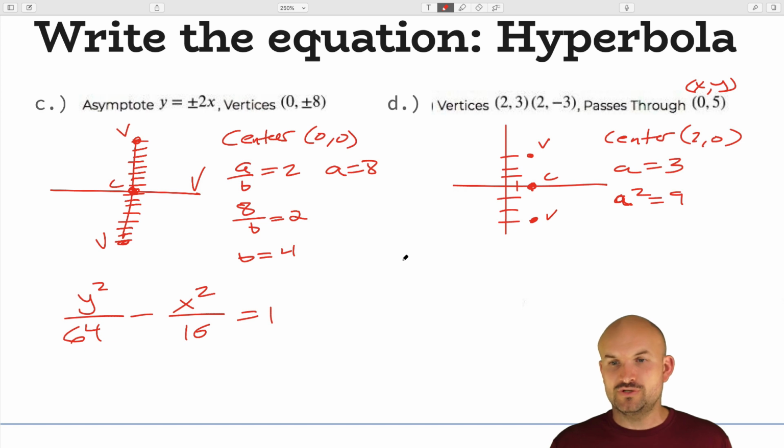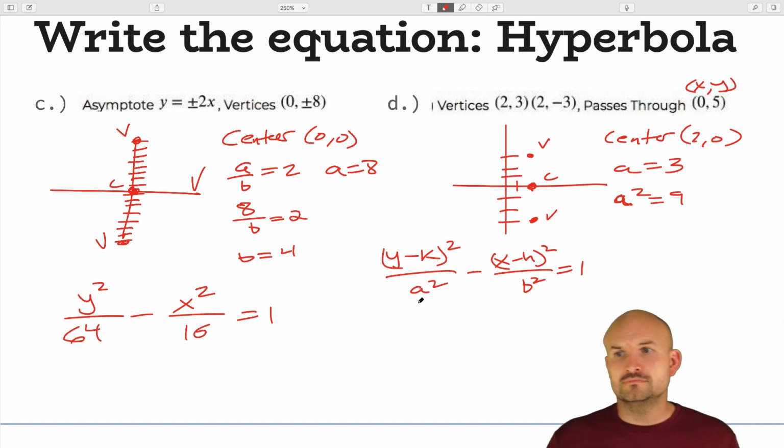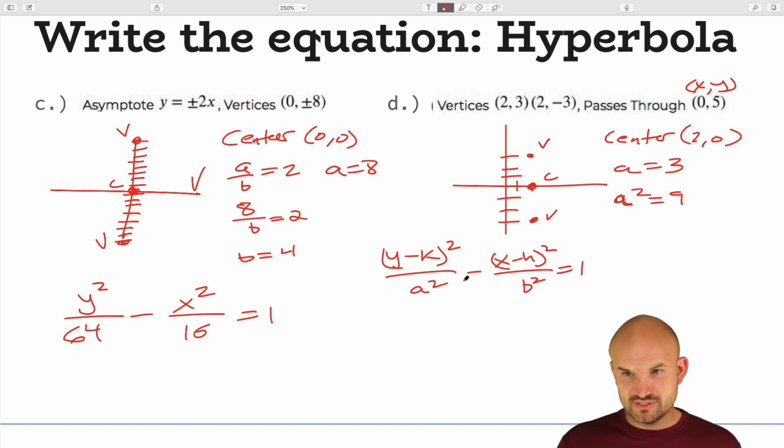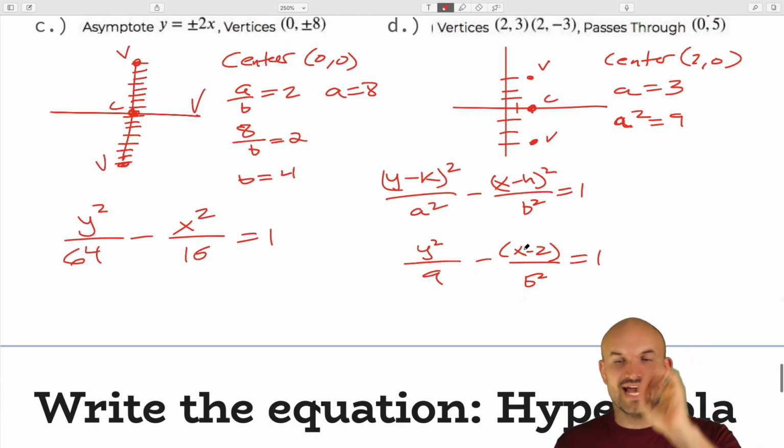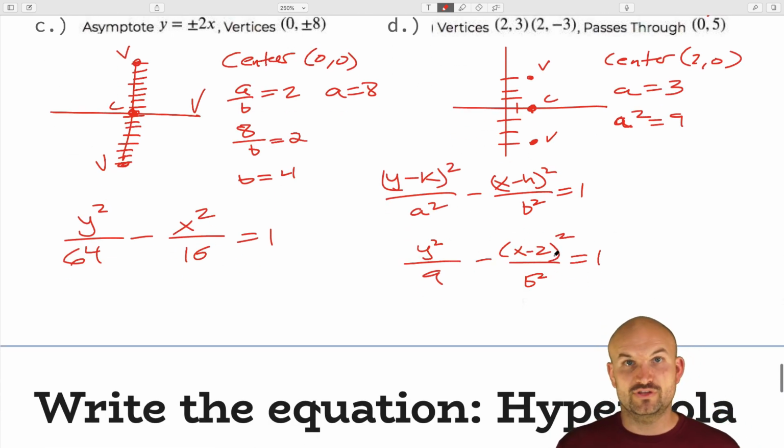So therefore, the equation I'm going to use is going to be (y minus k) quantity squared over a squared minus (x minus h) quantity squared over b squared is equal to 1. So let's go and take a look at this y minus k. I'm not subtracting anything from my center, so that's going to be y squared over a squared. So a squared is 9. Minus x minus h, so that's going to be x minus 2. Now again, we don't know what b squared is, right? So right now we have an unknown for y, x, and b squared for the equation.